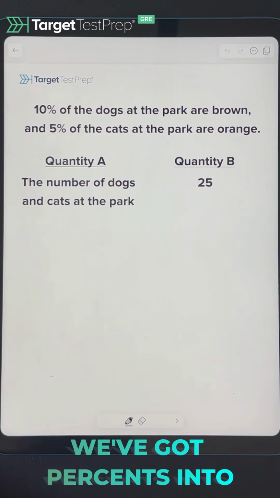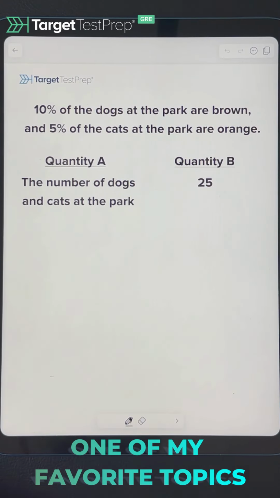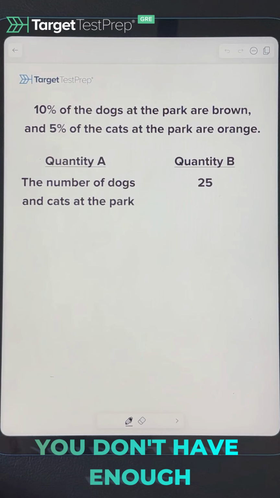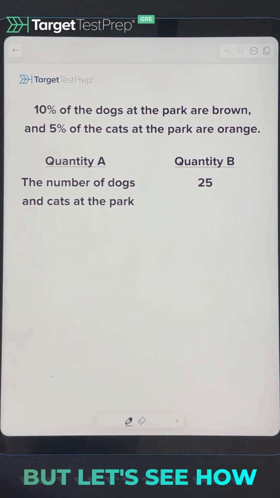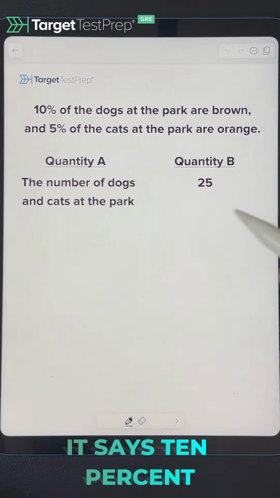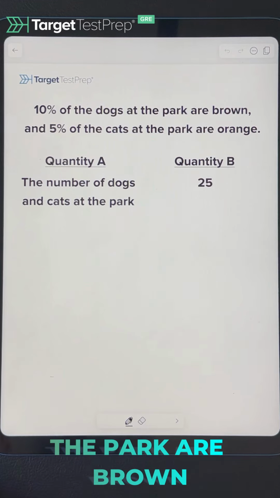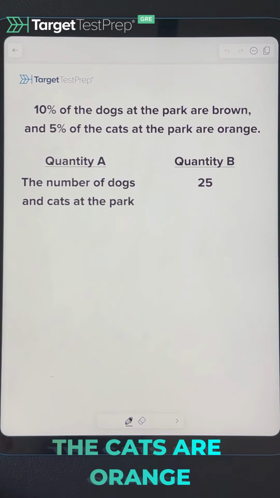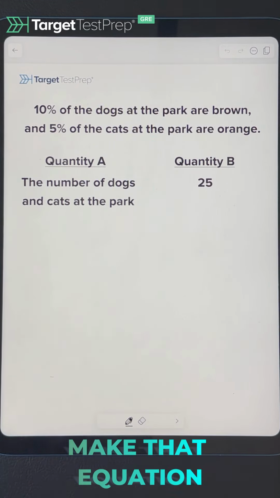All right, we've got percents and divisibility here, as I said, one of my favorite topics. This may seem like you don't have enough information to solve, but let's see how you actually might. Now, it says 10% of the dogs at the park are brown and 5% of the cats are orange. So how would we make that equation?